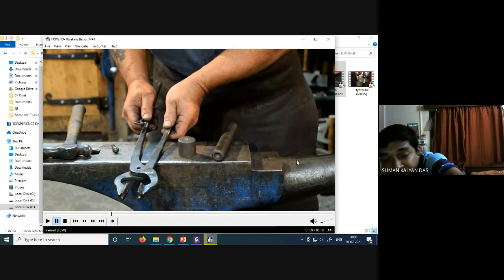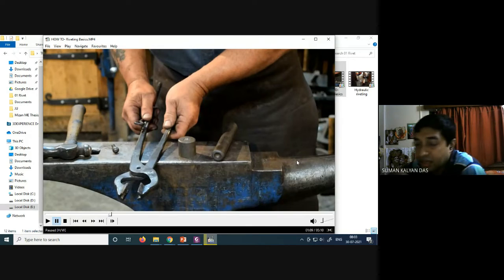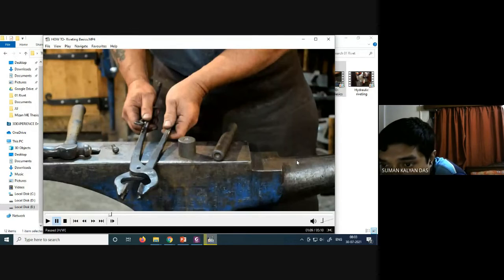So a general thumb rule is the rivet should be of the same material as the plate, but it also depends on the application. Sometimes you may see that rivets are made of a different material than the plates they are used to join. But again, if you use a different material for a rivet for joining two plates, there is a problem.